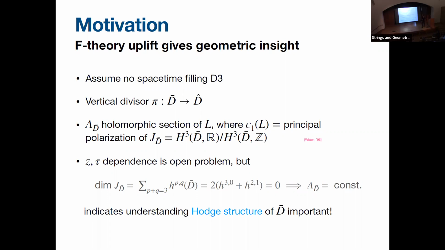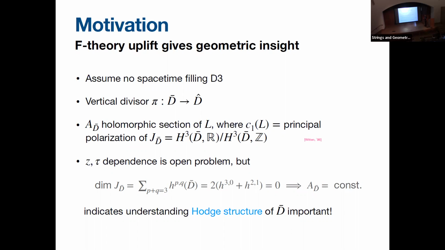Sorry, could you say again? The fluxes I'll assume are switched off for now. I'll consider a case of a smooth fourfold, working in the M-theory picture, but what I have in mind is the F-theory limit eventually. Yeah, so I'll get to that.